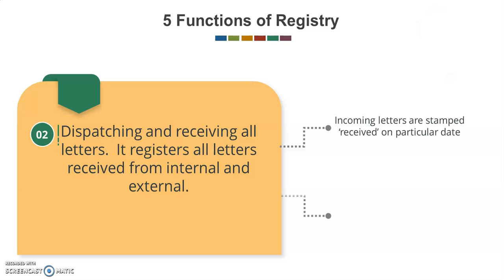So basically here, for incoming letters, we will stamp the date of receipt. The date of receipt and the name of the sender, we will enter into the register. A register means a kind of logbook where we need to key in the date of the receipt and the name of the sender.